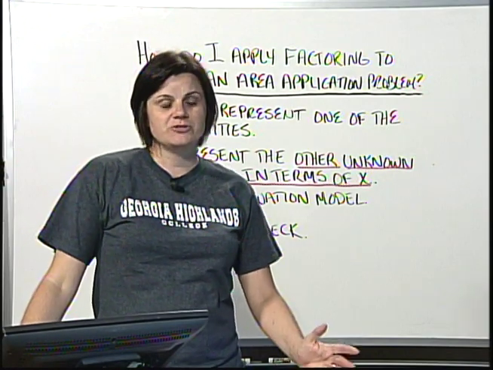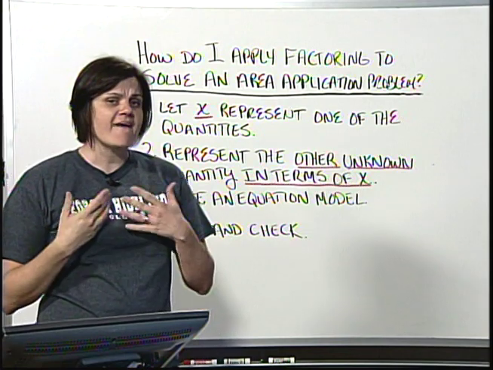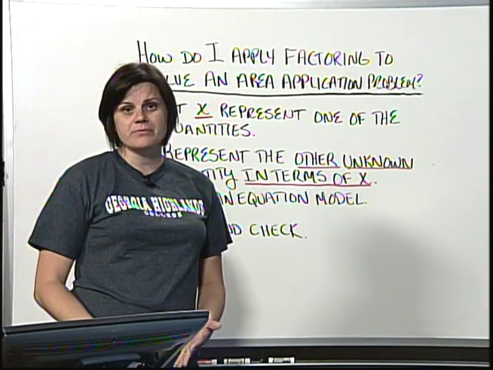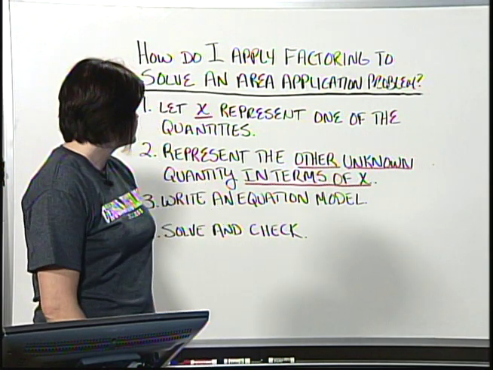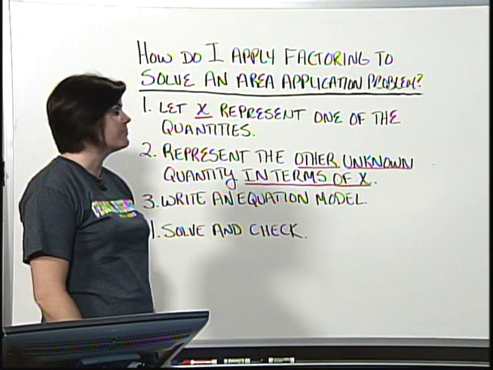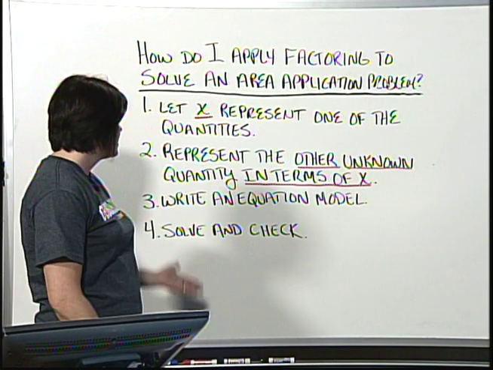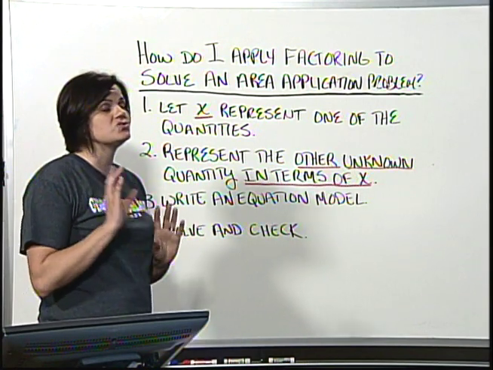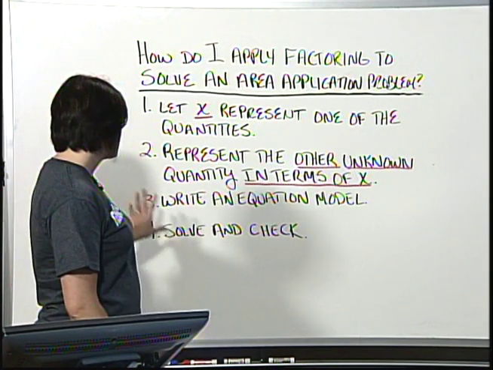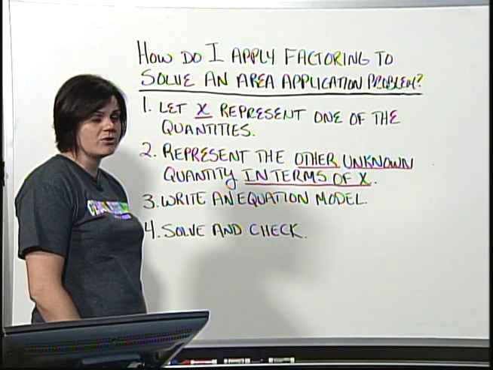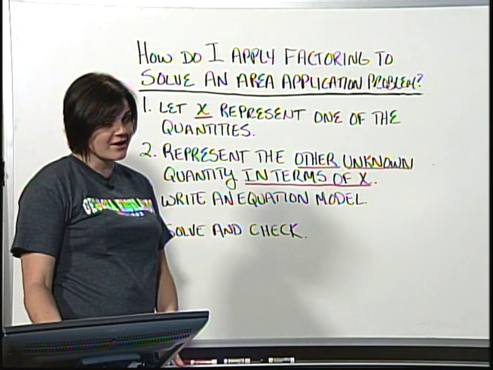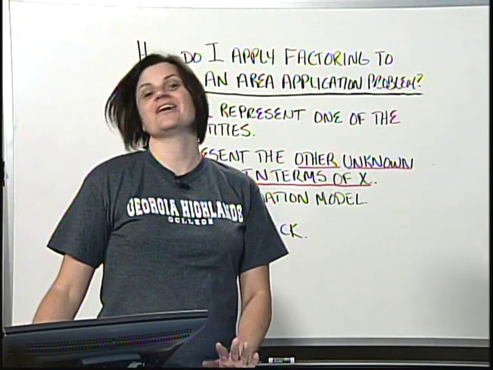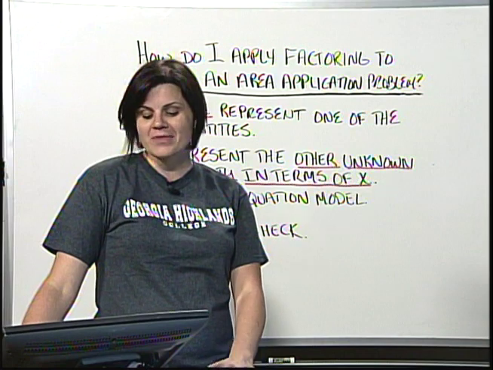I hope that this has helped you understand how to apply factoring and using the zero product principle to a word problem situation having to do with area. Once again, you always want to let x represent your unknown quantity. Then you want to write any other unknown quantities in terms of x. Remember, don't bring in more variables. Finally, write your equation model, solve it, and check it. Now, we didn't check this one because I ran out of room, but it's valid, it works, it checks out. You can check it on your own at home.